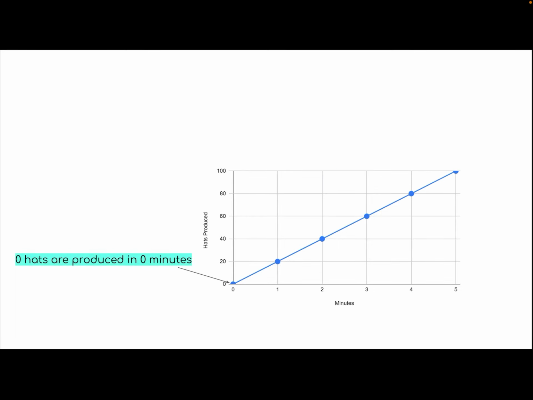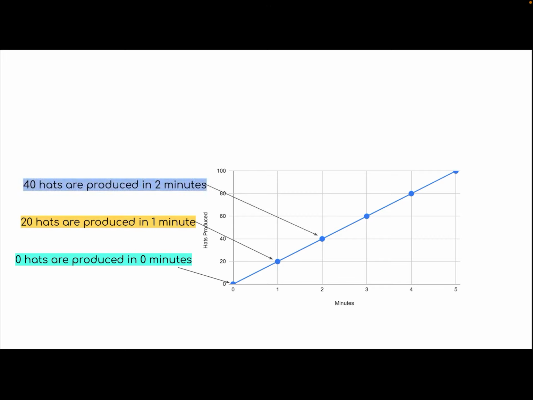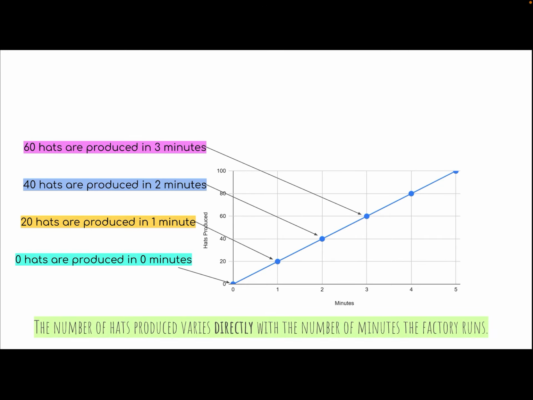Okay, let's take a look at the origin at 0, 0. Do you see that there are 0 hats produced at 0 minutes? And you can keep reading those ordered pairs. 1, 20. At 1 minute, 20 hats are produced. At 2 minutes, 40 hats are produced. At 3 minutes, 60 hats are produced.